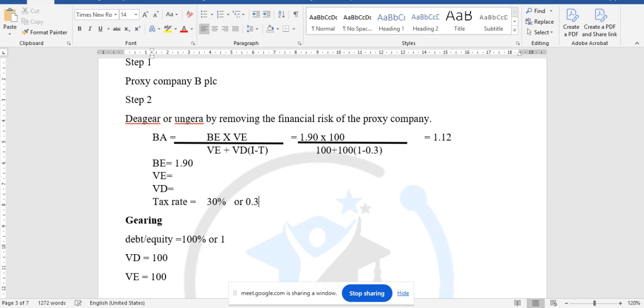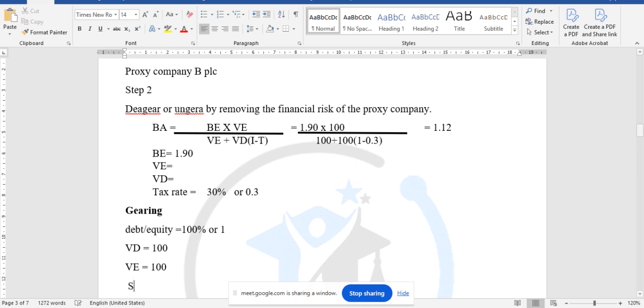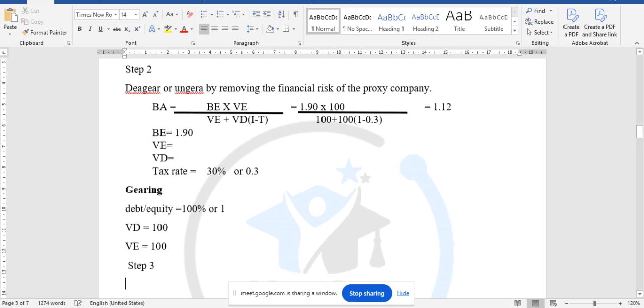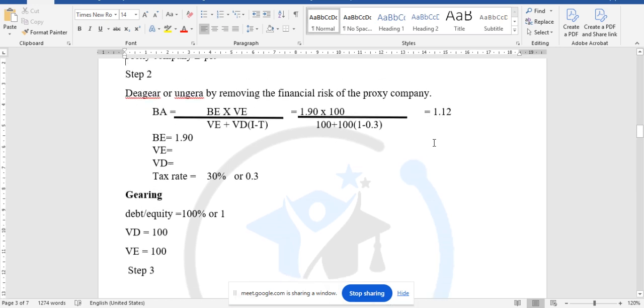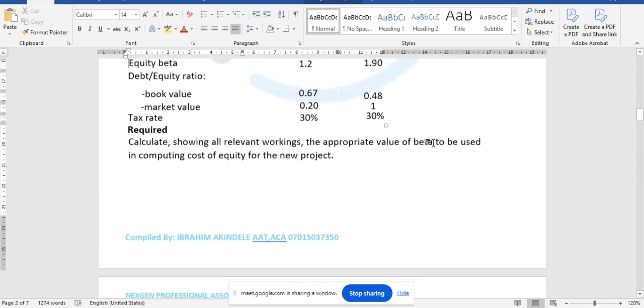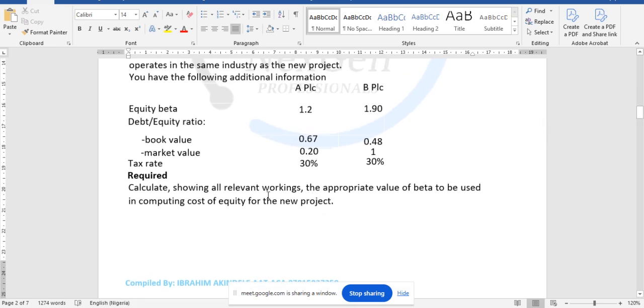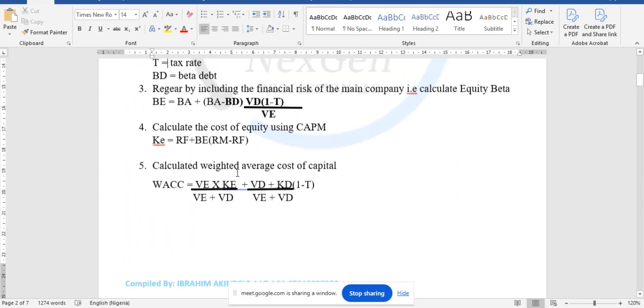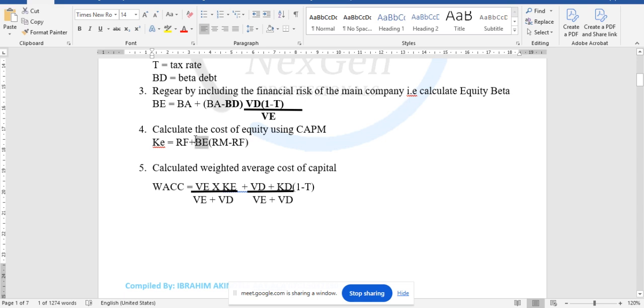If this is established, step two, step three. Now we will not be writing all these steps again. We just do two of these so that you get acquainted with how it works. Don't forget that the question says we show all relevant workings, the appropriate value of beta to be used in computing the cost of equity. Don't forget that you will use equity beta to determine the cost of equity, and that is why we will stop here.